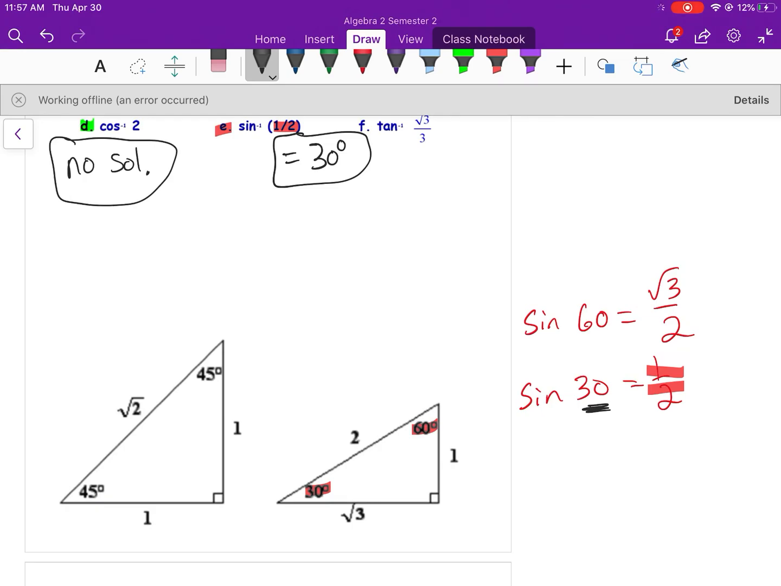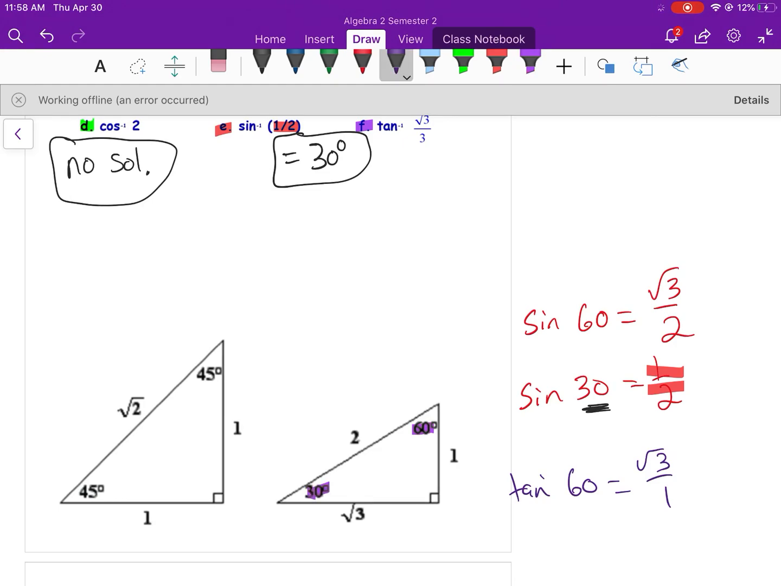We're finding that missing angle. All right. So inverse tangent of square root of 3 over 3. I see square root of 3, so I'm instantly thinking 30, 60, 90. Let's start with 60. Tangent of 60, opposite over adjacent, is going to be square root of 3 over 1. We're close. We got that square root of 3, but we need the square root of 3 over 3.